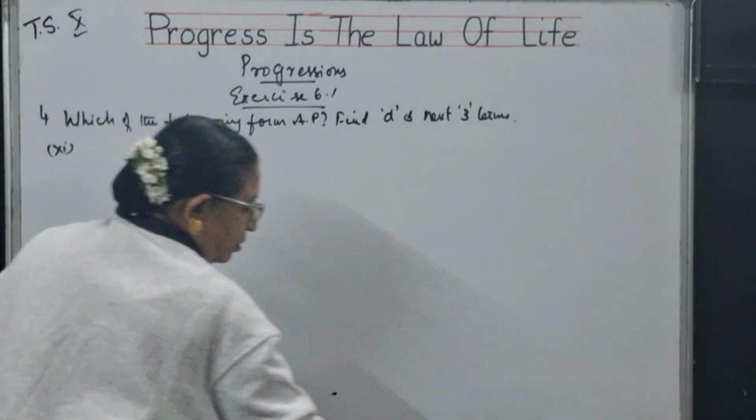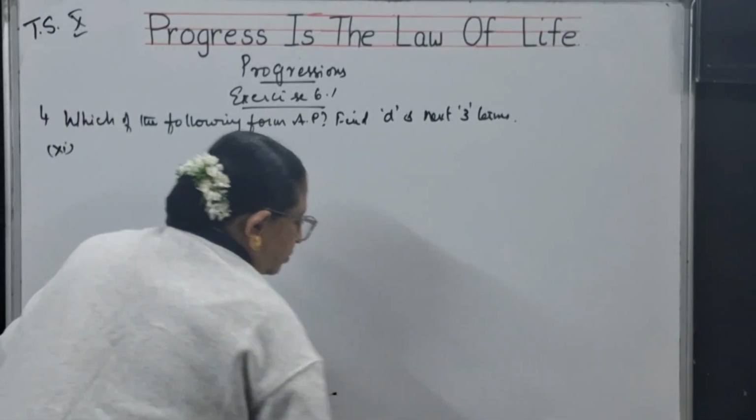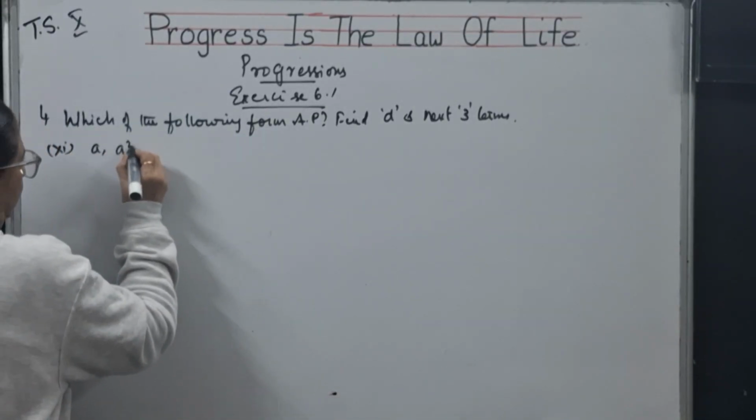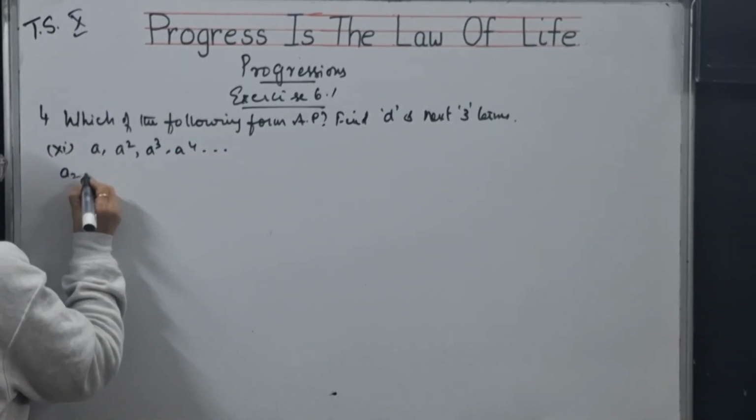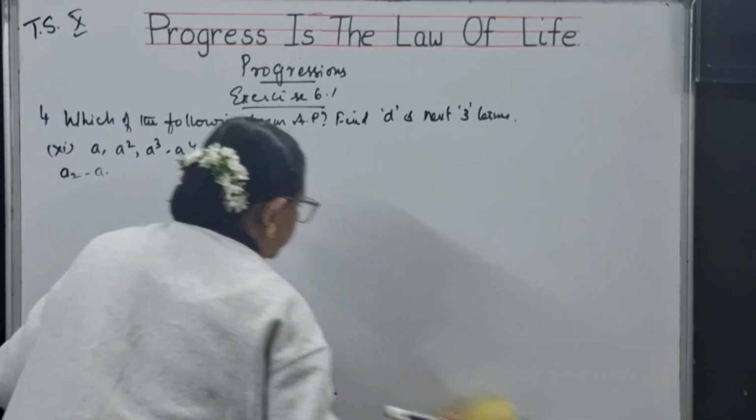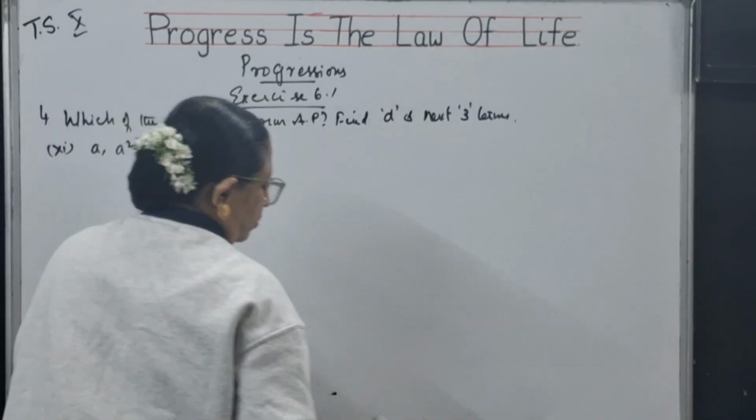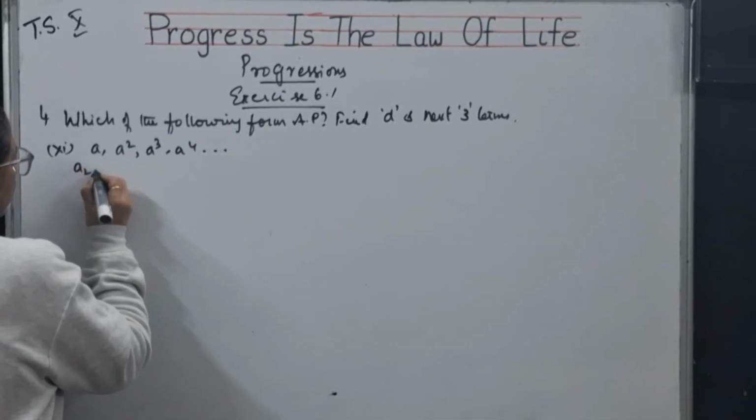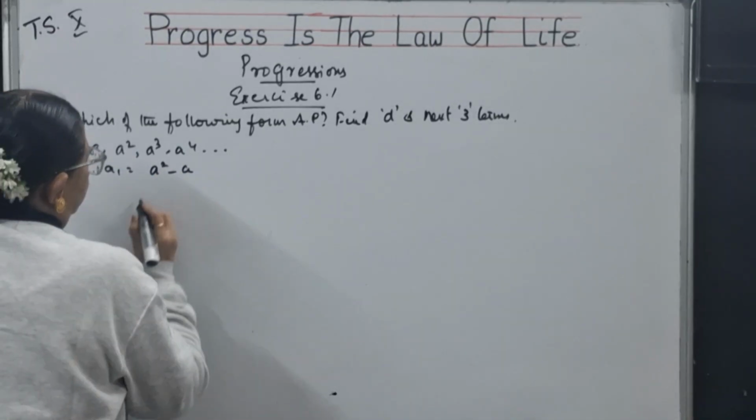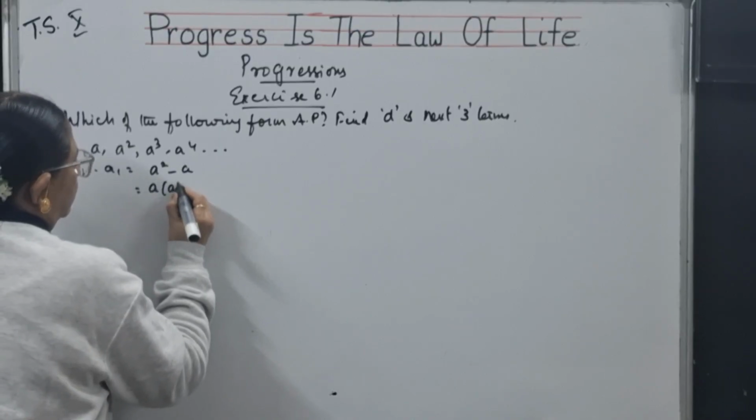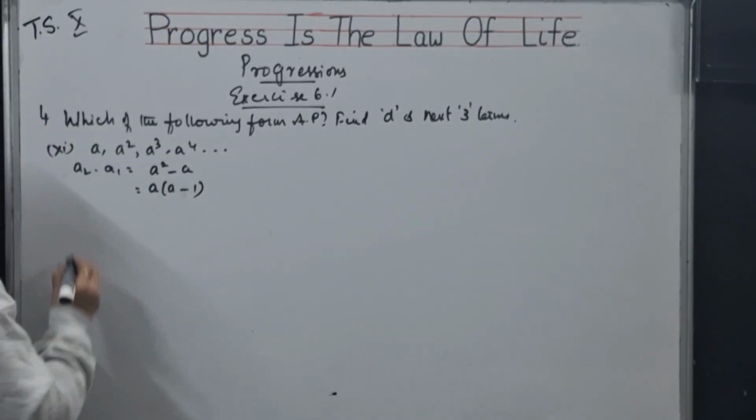Now, 11th problem, children. It is a square, a cube, a to the power of 4, and so on. So a2 minus a1, if you do, a square minus a. a square minus a means what, children? In this a is common. A minus 1 you will be getting. a into a minus 1 you will get.